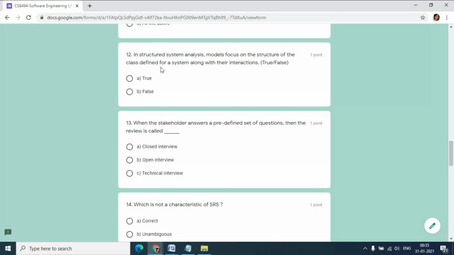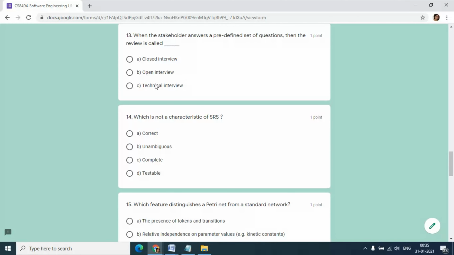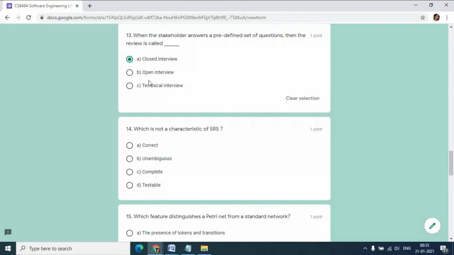The next question is: in structured system analysis, models focus on the structure of the classes defined for a system along with their interactions. True or false? The answer is true. Next question is: when the stakeholder answers a predefined set of questions, then the interview is called dash. The correct answer is closed interview.